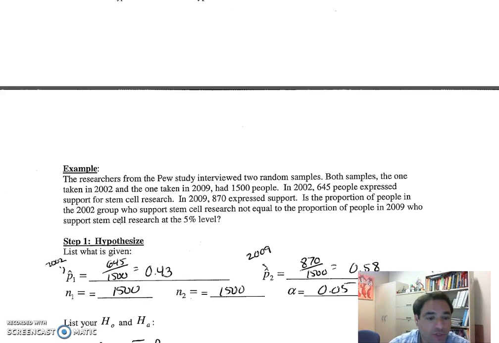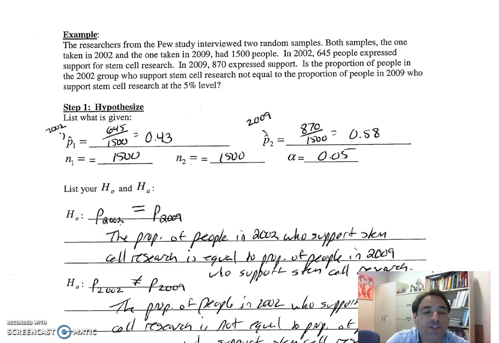Okay, so it's better to start in with an example. So here it says the researchers from the Pew study interviewed two random samples. So stop there, we have two separate groups. Both samples, the one taken in 2002 and the one taken in 2009, had 1,500 people. They don't have to be the same, but in this case they are. If they're very different, then I'd worry, but in this case they're the same. In 2002, 645 people expressed support for stem cell research, and in 2009, 870 expressed support. Is the proportion of people in the 2002 group who support stem cell research not equal to the proportion of people in the 2009 group who support stem cell research at the 5% level?